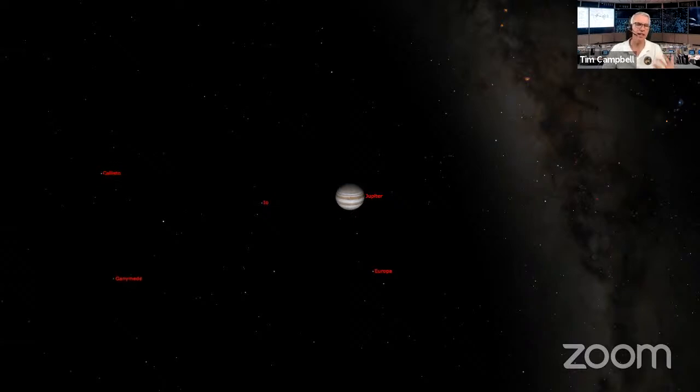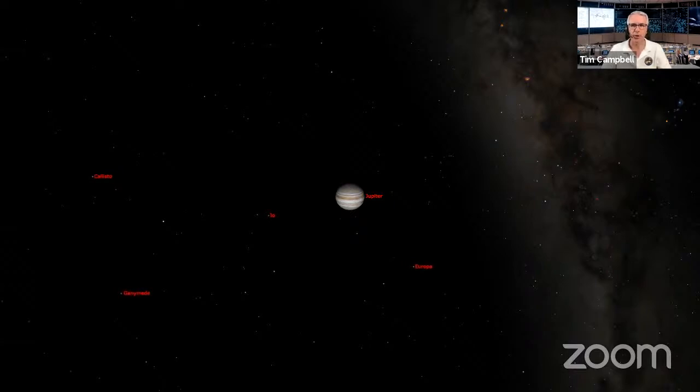Io is the closest innermost moon. Some people call it the pizza moon. It is covered with volcanoes. Its surface is completely remade every couple million years. It is the most volcanic object in the entire solar system that we know of. And Europa, Callisto, and Ganymede are ice moons. They're very cold. Europa appears to have frozen oceans on it. Ganymede, meanwhile, is the largest moon in the entire solar system. It's so big that it's actually larger than the planet Mercury.